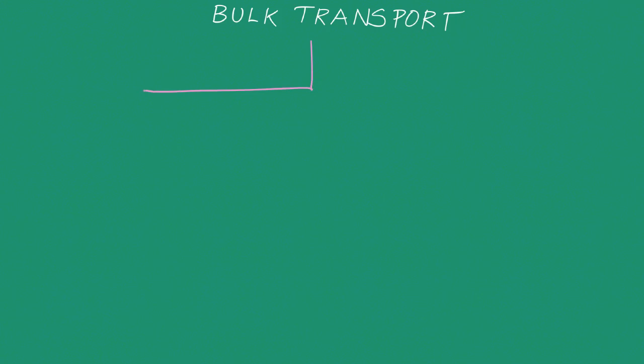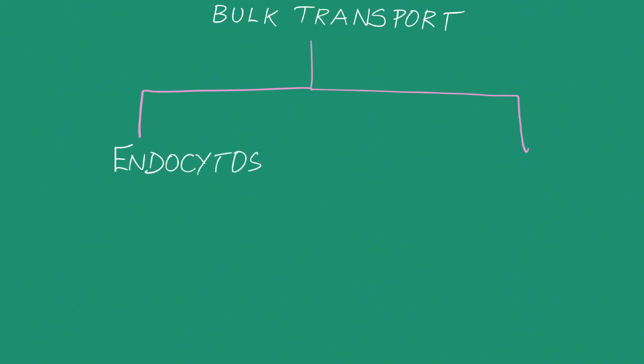Let's take a look at bulk transport, which is the third kind of active transport. It requires ATP as well. Bulk transport, as the name indicates, is the movement of parcels into and out of the cell. If the package is entering the cell, then we call it endocytosis. If the package is leaving the cell, then we call it exocytosis.